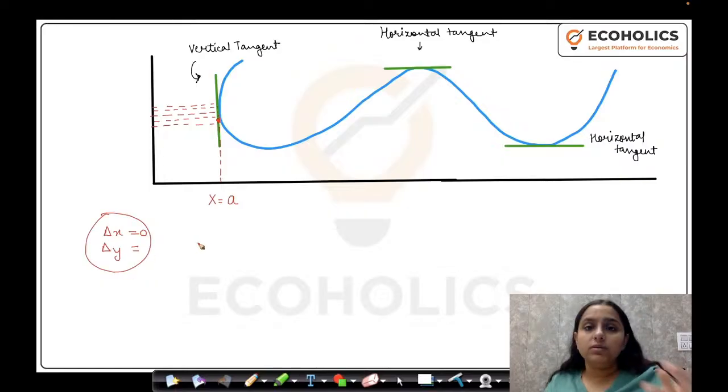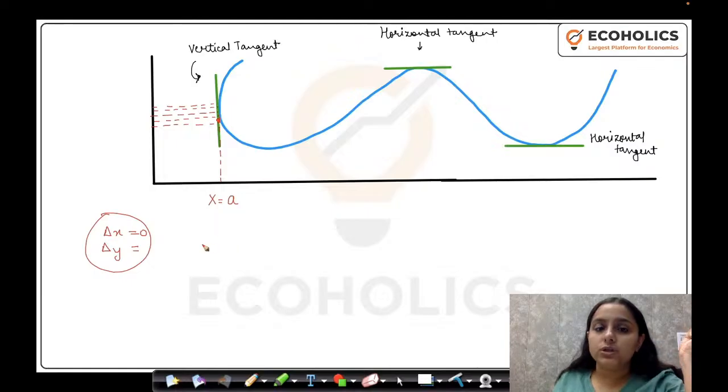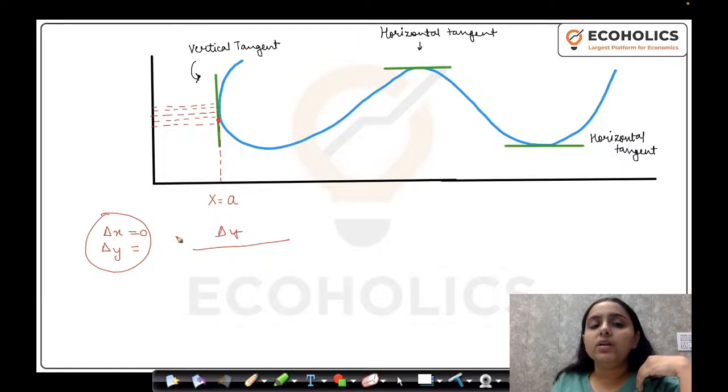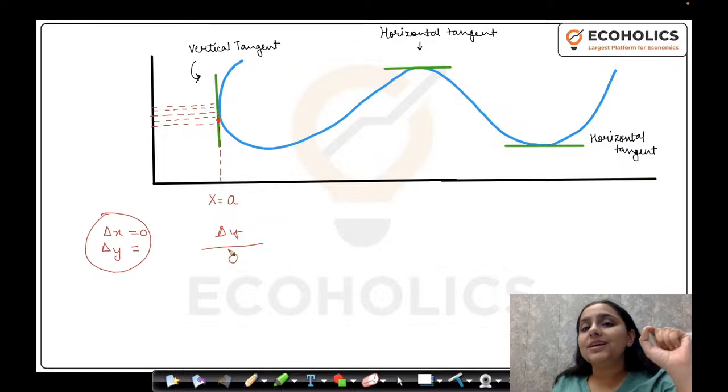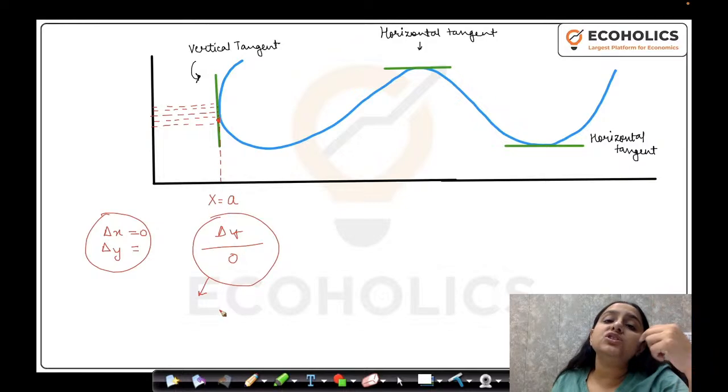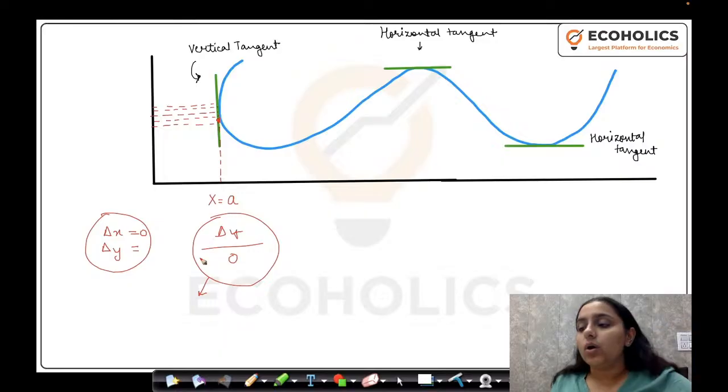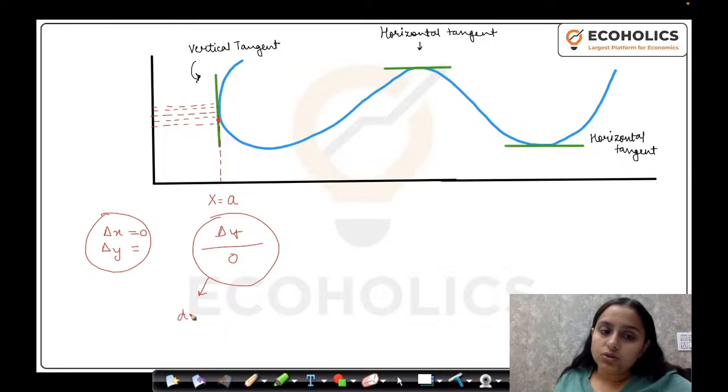If you remember, yesterday we did the difference quotient. In the numerator, we write change in y, and in the denominator, we write change in x. So change in x is 0. So what is this? Now what is happening? Because the change in x is 0, this derivative or this difference quotient is not defined. So derivative does not exist.